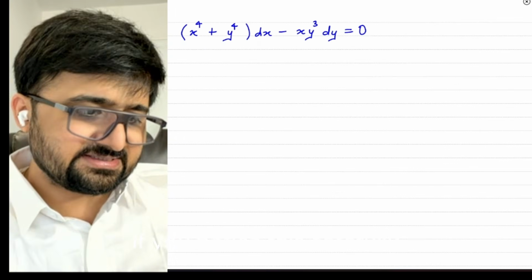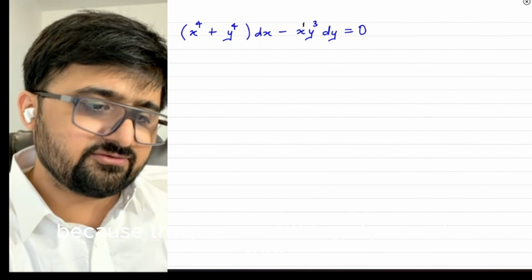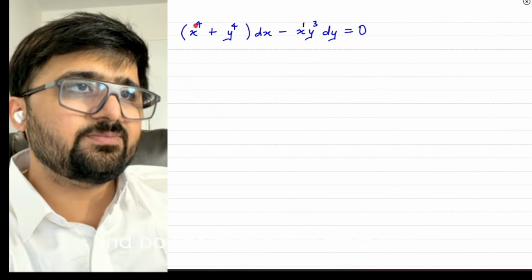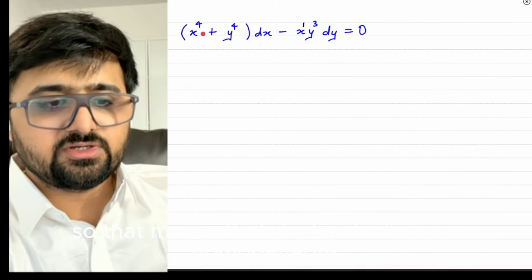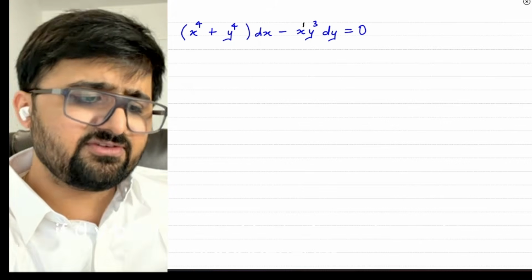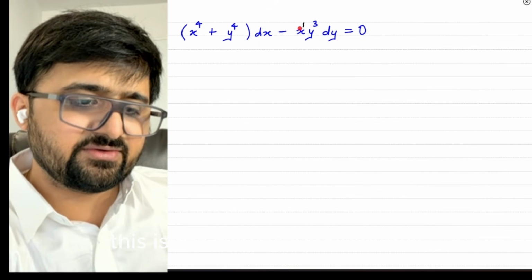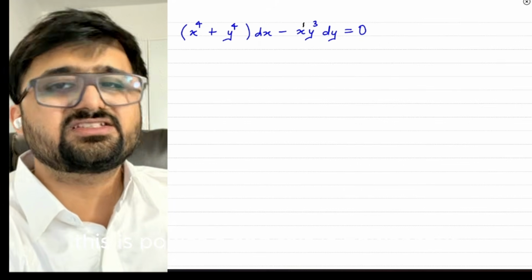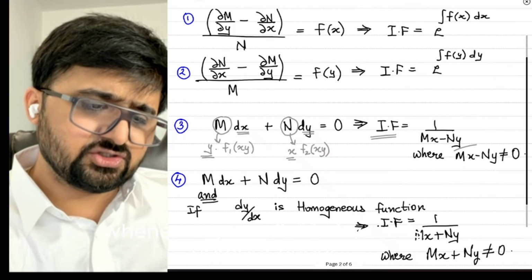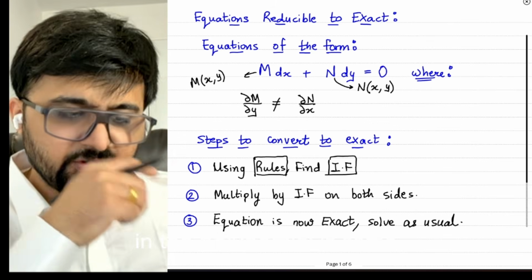If you notice this carefully, this is a homogeneous differential equation because the power of this polynomial is 4, power of this polynomial is 4, and power of this polynomial is 4. So that means the dy by dx term is homogeneous in this case. How do we know it is homogeneous? The powers are same. This is the power 4 polynomial, this is power 4, and this is power 4.